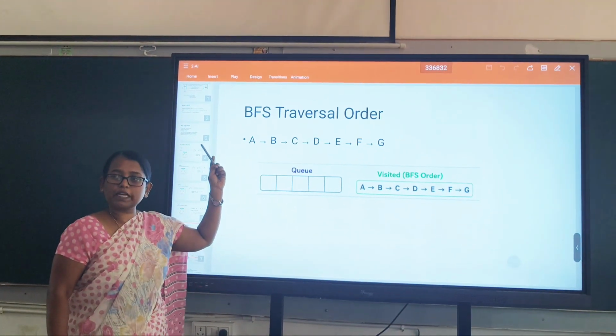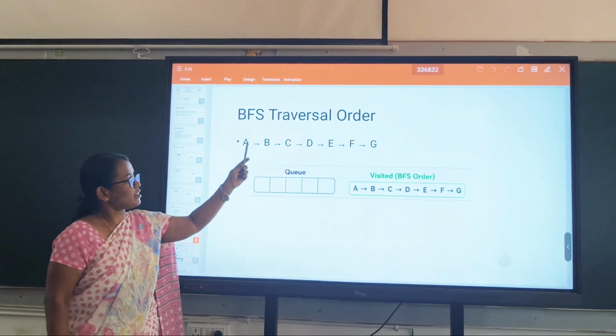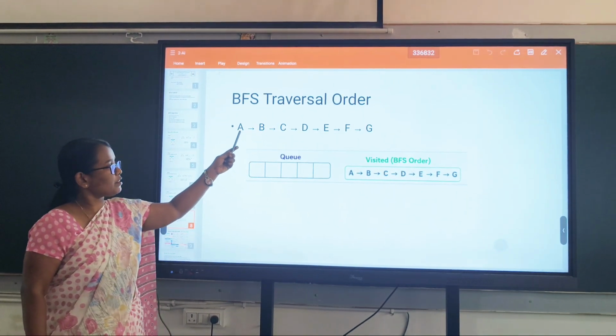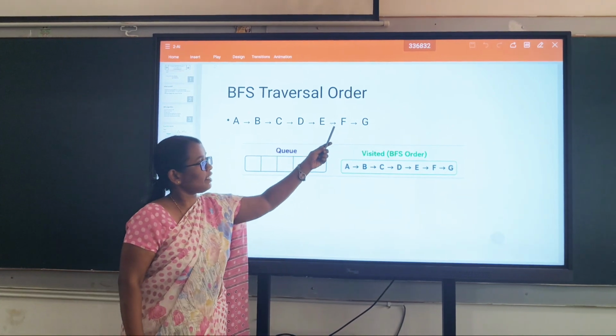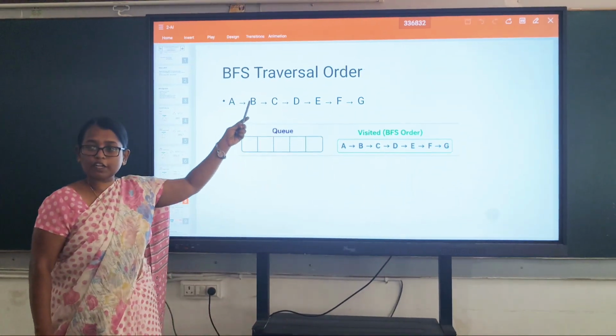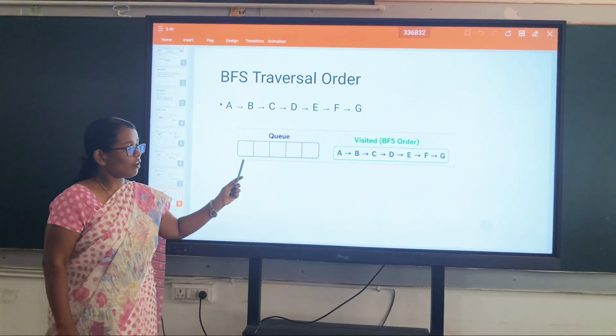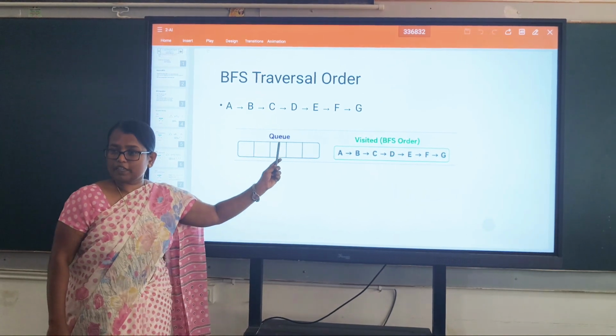What is the complete traversal of BFS? A has visited B and C, and then D, E, F and G. We have to continue this process until our queue becomes empty. So this is what breadth first search is.